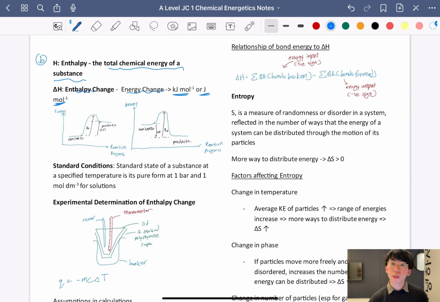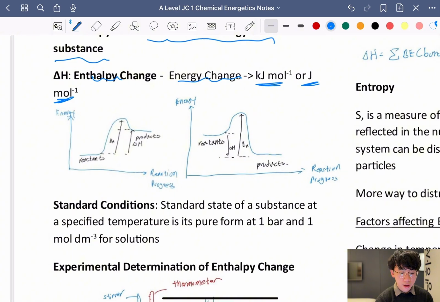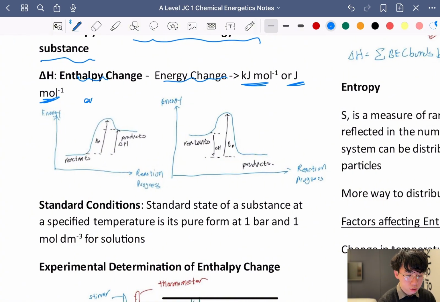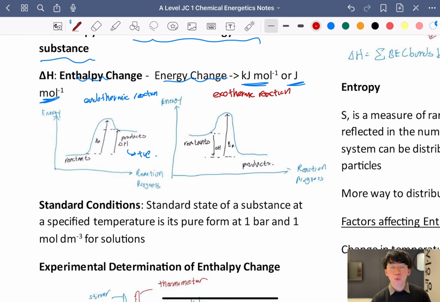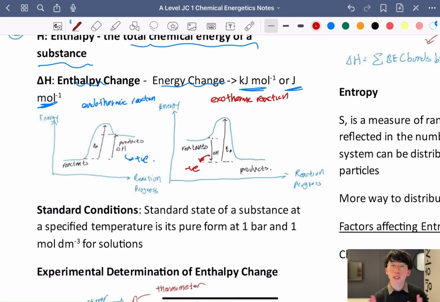Here we can see two typical reactions. The one on the left is an endothermic reaction. This is because when you look at the delta H, it is overall increasing from the reactants to the products, so there is a positive sign for this delta H. As for the right side, this is an exothermic reaction, and it is the exact opposite: the reactant's enthalpy decreases as the reaction proceeds into the product, and therefore the enthalpy change has a negative sign.